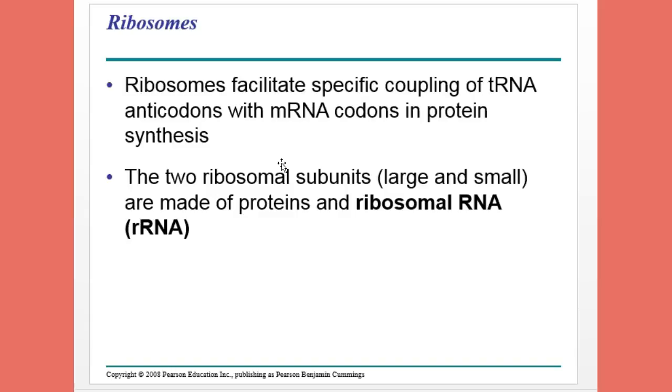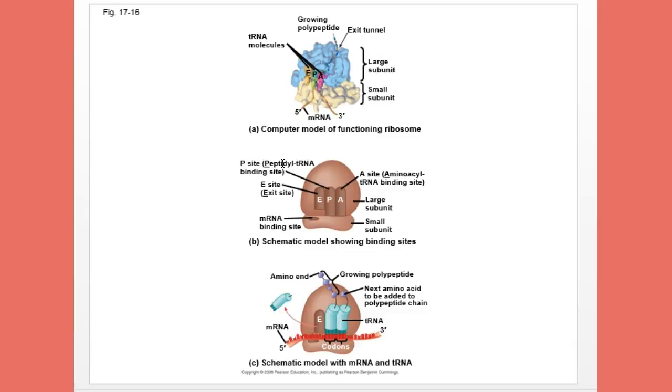Ribosomes facilitate the coupling of your tRNA anticodons with your mRNA codons in protein synthesis. The two ribosomal subunits, your large and small, are made of proteins and ribosomal RNA, or rRNA. This figure on 339, the first, is showing a computer model of a functioning ribosome. This model is of a bacterial ribosome showing its overall shape. The eukaryotic ribosome is roughly similar. Each ribosomal subunit is an aggregate of ribosomal RNA molecules and proteins. Notice you can see the large and the small subunit.